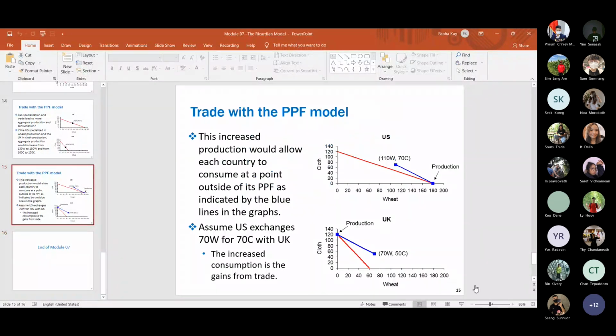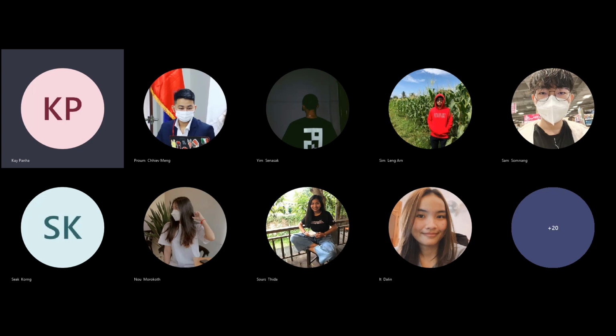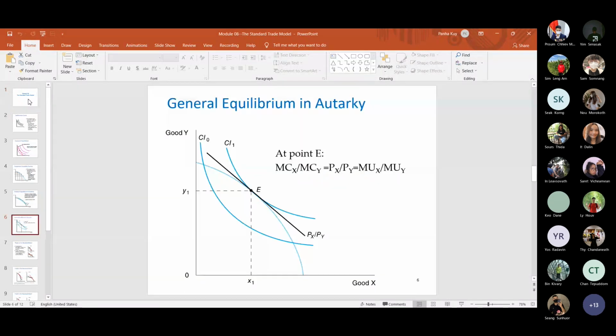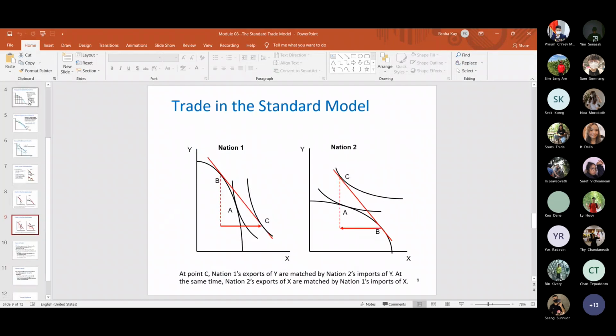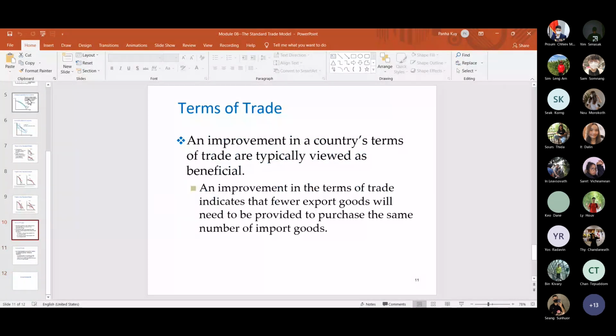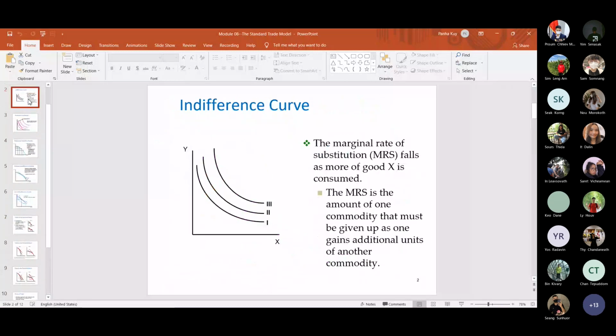Okay, so for today's session, we are going to look at the standard models. Yeah, here it is. That is the standard models of international trade. I ask you to scan through this slide for a couple of minutes, and then we can go through it together. Maybe around 10 minutes.